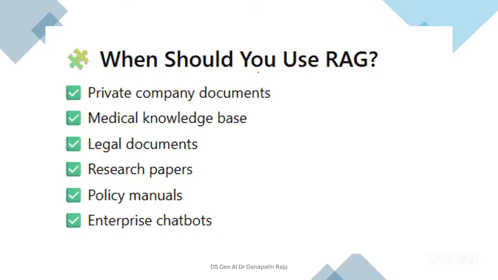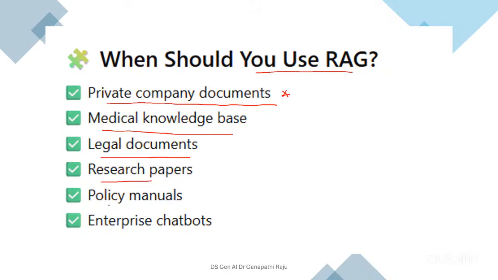So, when should we use RAG? Whenever we are working with private documents, like any kind of banking domain, insurance domain, healthcare domain, and it is used mostly in the medical domain, legal documents, research papers, policy documents, and enterprise documents. In the hackathon, we have given all these kinds of domains. With your permission, can I go ahead, Ma?